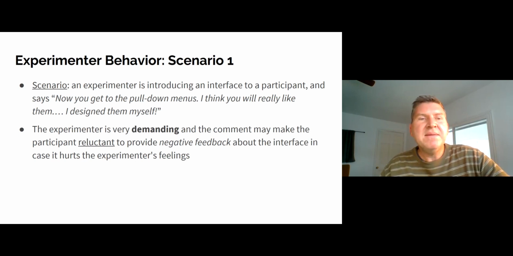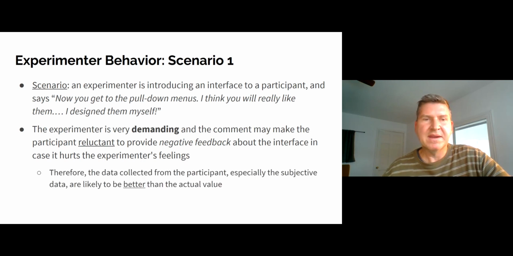Well, the experimenter is very demanding. The comment may make the participant reluctant to provide negative feedback in case the experimenter's feelings are hurt. So what's going to happen is the data collected from the participant, especially subjective feedback, is likely to be better than the actual value. If you're taking a Likert test to say how exciting this particular video is, and I'm standing right over your shoulder, you're typically going to rate it more highly than you would if you were doing it anonymously.